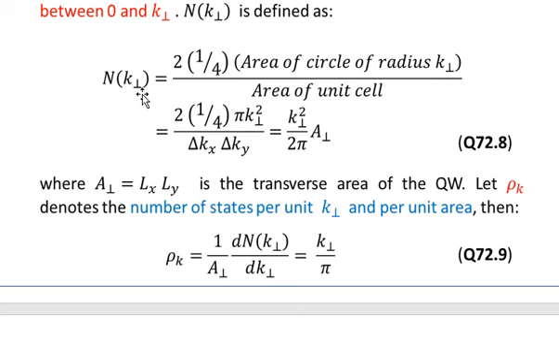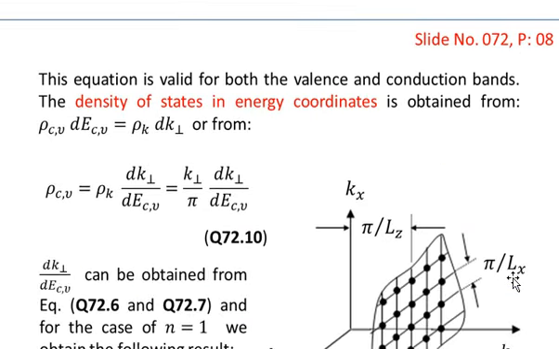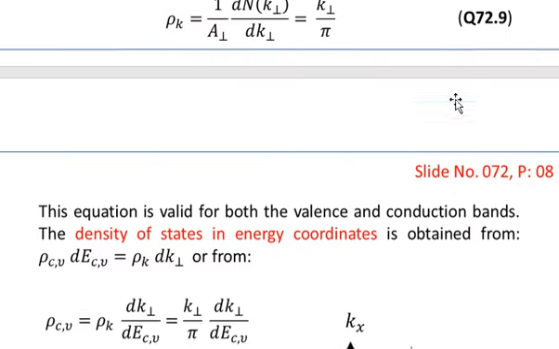of n of k perpendicular with respect to dk perpendicular, and the derivative of the above equation with respect to dk, and introducing the value of the variable of the area, we get that rho of k is equal to k perpendicular over pi, as given in equation number 9. This equation is valid for both valence and conduction bands.